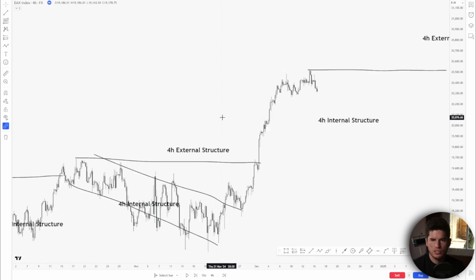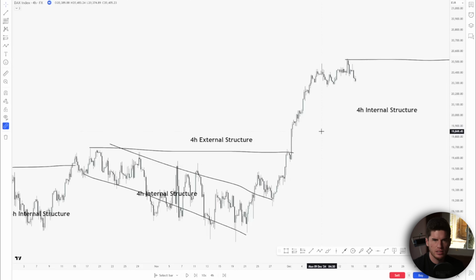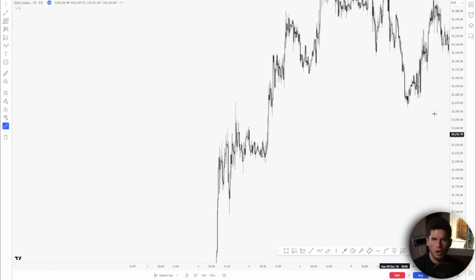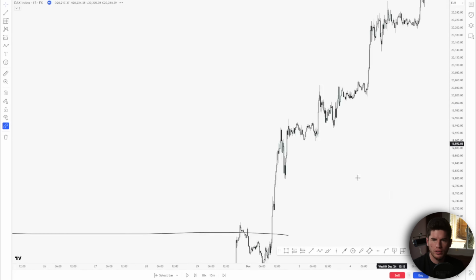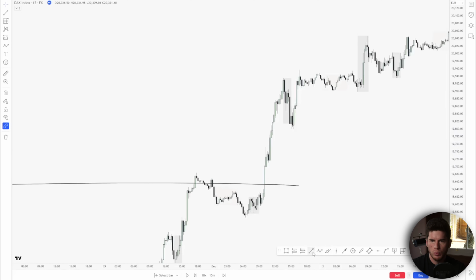The 4-hour is self-explanatory. It breaks a high and it impulses, and we expect that continuation to the upside. Let's go down to the 15-minute. On the 4-hour, we've done our work. All we're waiting for is a 15-minute run on liquidity and continuation to the upside. We already get one straight away. We get a run on liquidity inside of here.